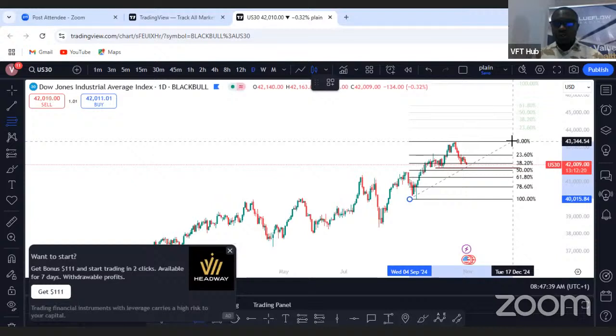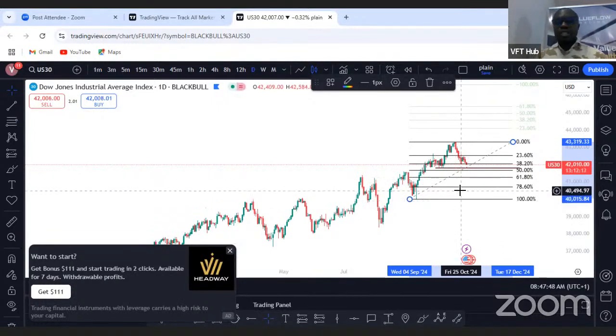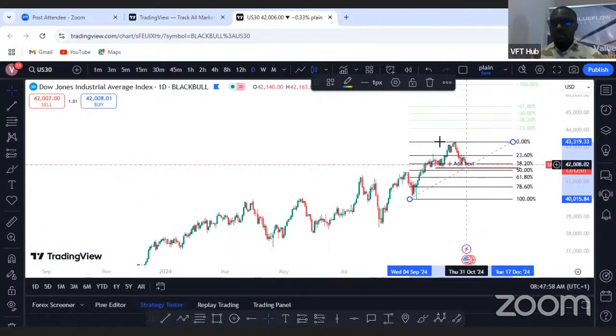If we use Fib to mark this area, we see that we're currently approaching the discount zone for those that want to buy, which makes sense for us to start buying from. So the sell off to the downside is actually pretty good and it's very much valid, right?